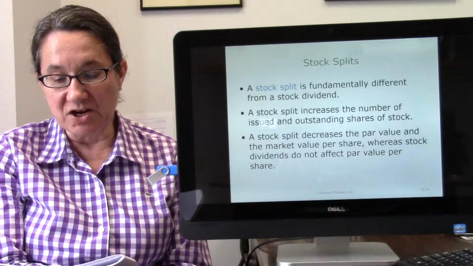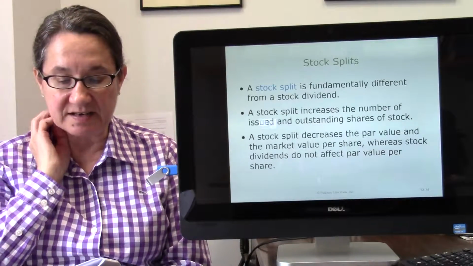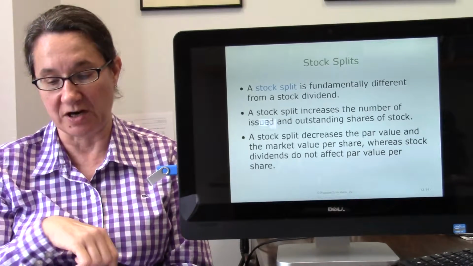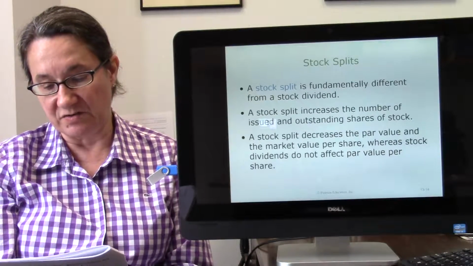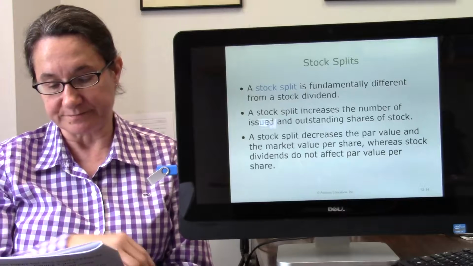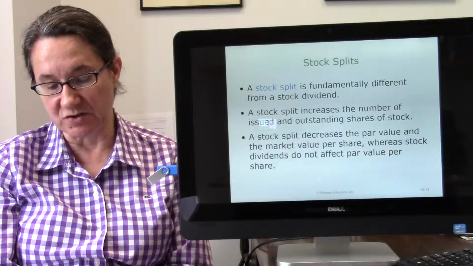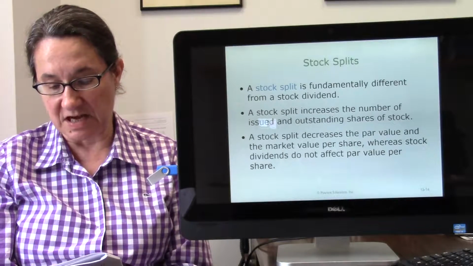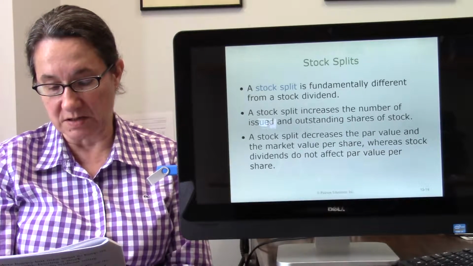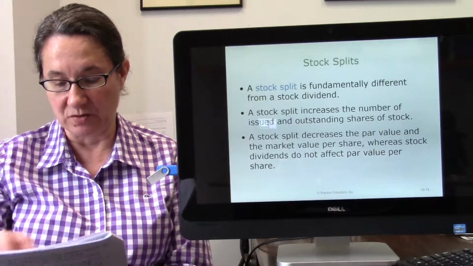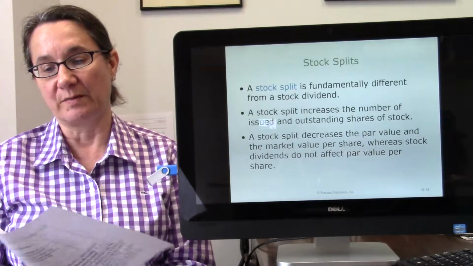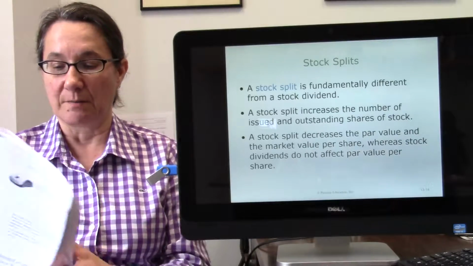A stock split increases the number of issued and outstanding shares of stock. A stock split also decreases the par value per share, whereas stock dividends do not affect par value per share. A stock split also decreases the market price per share of the stock. A 2-for-1 stock split of a $2 par stock with $20 market value will result in 2 shares of $1 par value with approximately $10 market value per share.